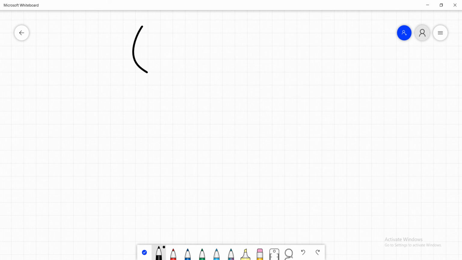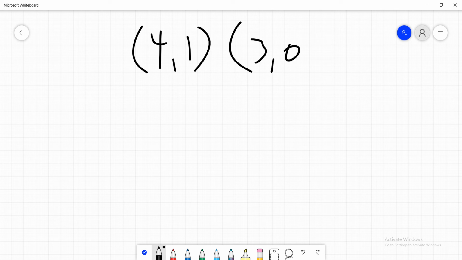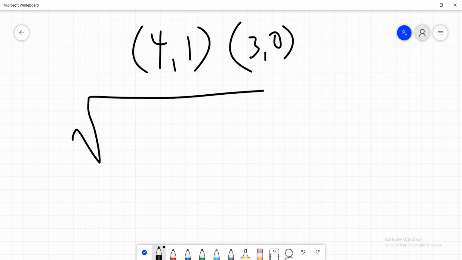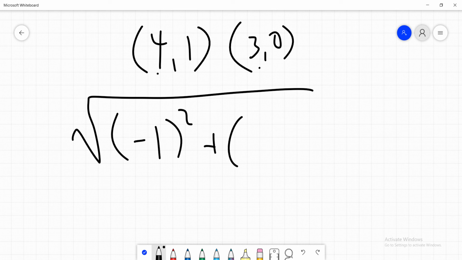I want to take the points (4, 1) and how about (3, 0). Okay, so always, as usual, you draw your big radical. And in parentheses, you have 3 minus 4. What is that? Negative 1. Negative 1 whole squared plus 0 minus 1, which is negative 1 whole squared.